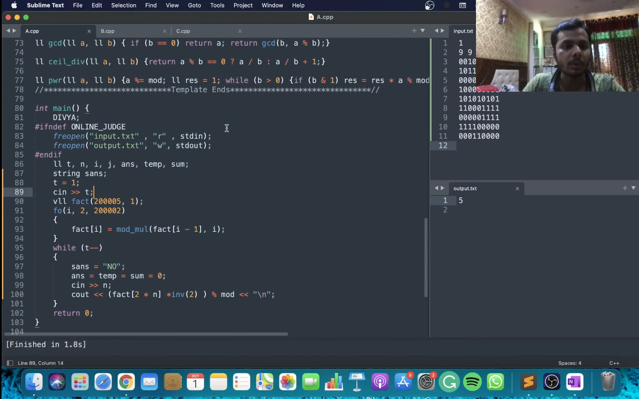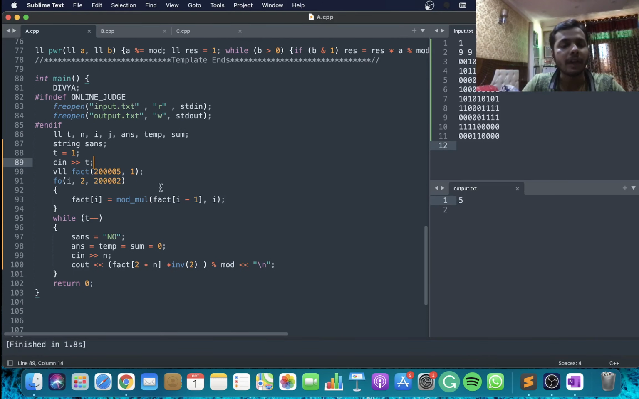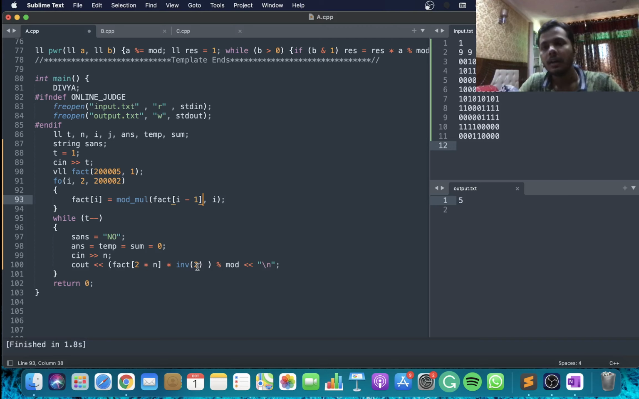So this is the code here. I am pre-calculating all the factorial values, and finally I am multiplying the factorial of 2n by the modular inverse of 2. This is just one way to do it. If you don't know about modular inverses, don't worry about it. You can also straight away divide it by 2 to avoid this inverse of 2. Yeah, so this is basically it. You take the factorial of 2n and divide it by 2, and that's the final answer, right?